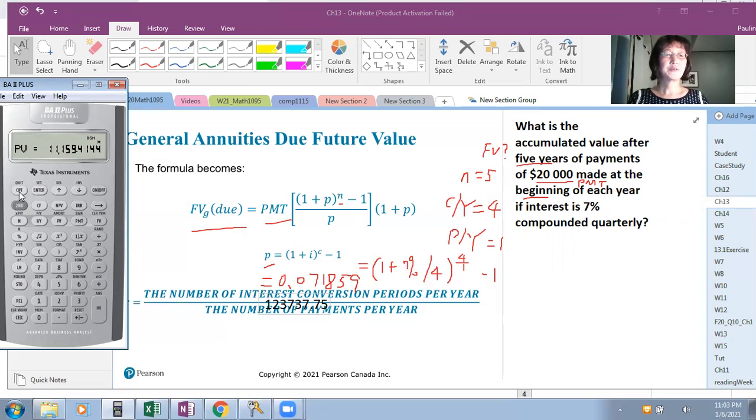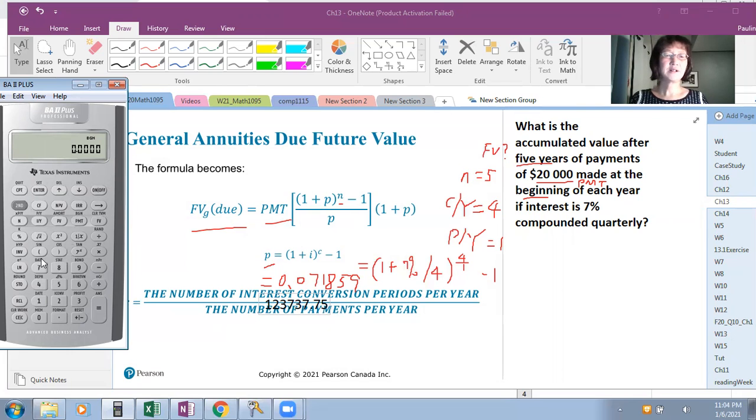Second, quit first. Make sure it is in begin mode, BGN. Then set up PY. PY is 1. Enter. Down arrow key. CY is 4. Enter. Second, quit.